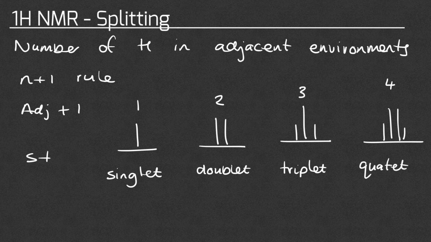If N+1 equals 5 or more, so if you've got 4 or more adjacent hydrogens, the peak will be split into something which roughly looks like this. Now the peaks get kind of messy when you've got 4 or more adjacent hydrogens, so you just notice there's quite a few peaks next to each other. It won't be quite as obviously defined as these peaks here. And we just call anything with 5 or more a multiplet.